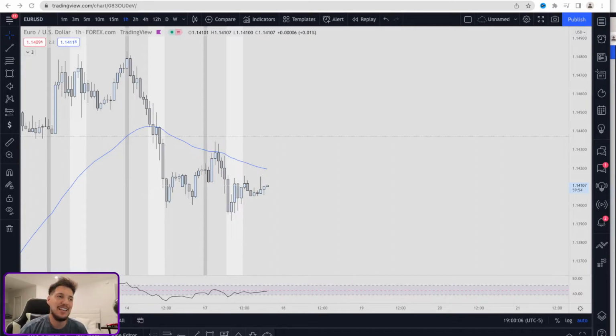Imbalance zones. This is literally one of my favorite confirmations when it comes to institutional trading, smart money concept trading. And the reason why is because these are so clear to identify once you fully understand and grasp how it works. Now, before we get into the charts, I want you to understand that imbalance zones is like leaving your money behind.